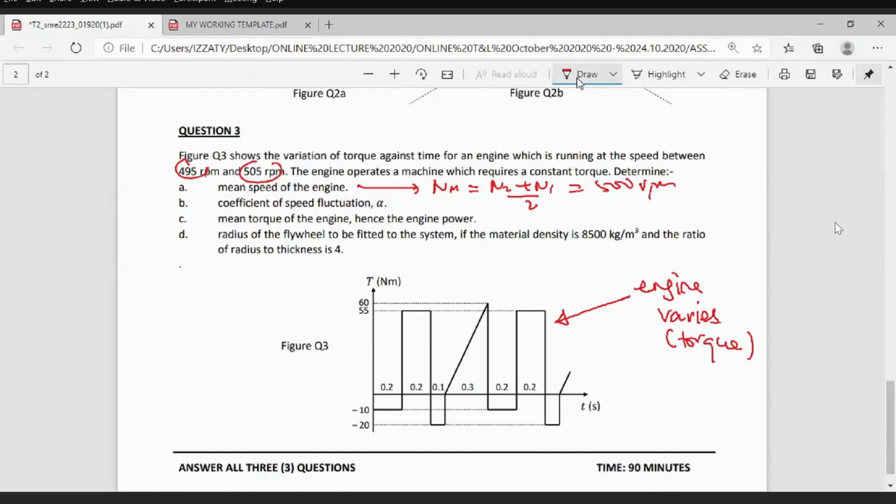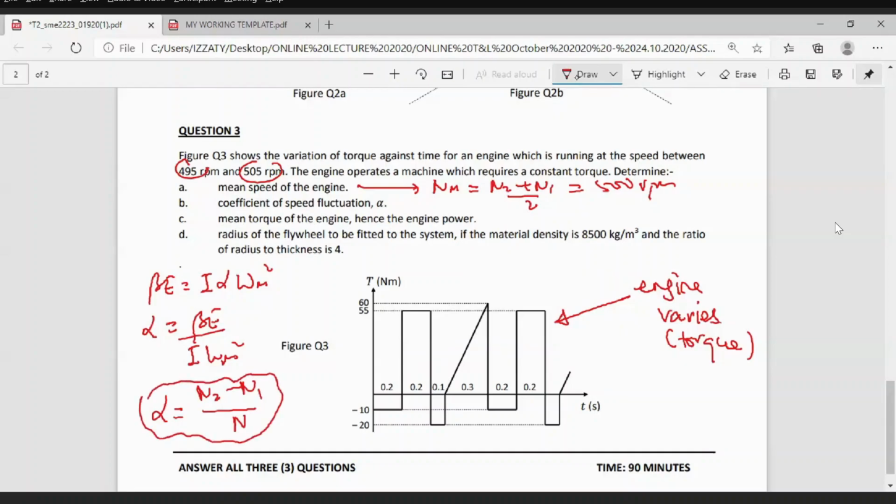Calculate the coefficient of fluctuation of speed, alpha, here. Alpha comes from delta E equals I alpha omega mean squared. So alpha you will have here delta E over I omega mean squared. What is I? We do not know I. It doesn't matter. Remember, this alpha can also be defined by n maximum minus n minimum divided by n mean. You cannot use the first one because you do not know what I is, so use this one. Okay, so this alpha is calculated.